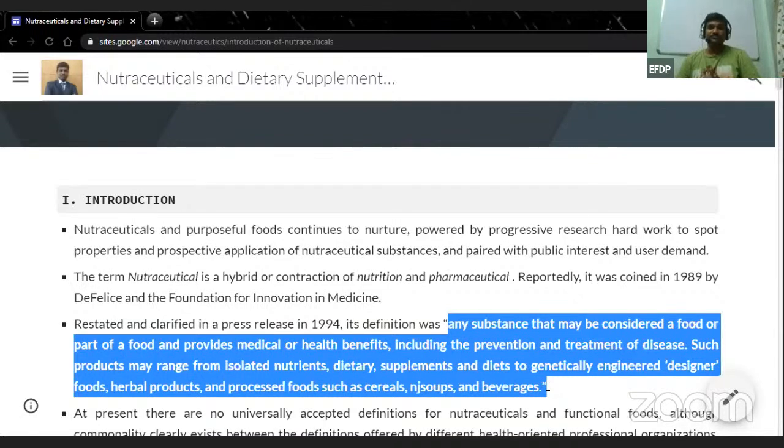So the food or part of food, हम लोग definition के ऊपर फिर से जाते हैं. Any substance that may be considered as a food or a part of food provides a medical or health benefit, including prevention and treatment of disease. अब मुझे बताओ, कोविड में सब लोग बोल रहे थे कुछ तो जूस पीने के लिए. कौन सा था, याद है किसी को? कोई तो जूस पीने के लिए बोला था. You can write it in the chat session.